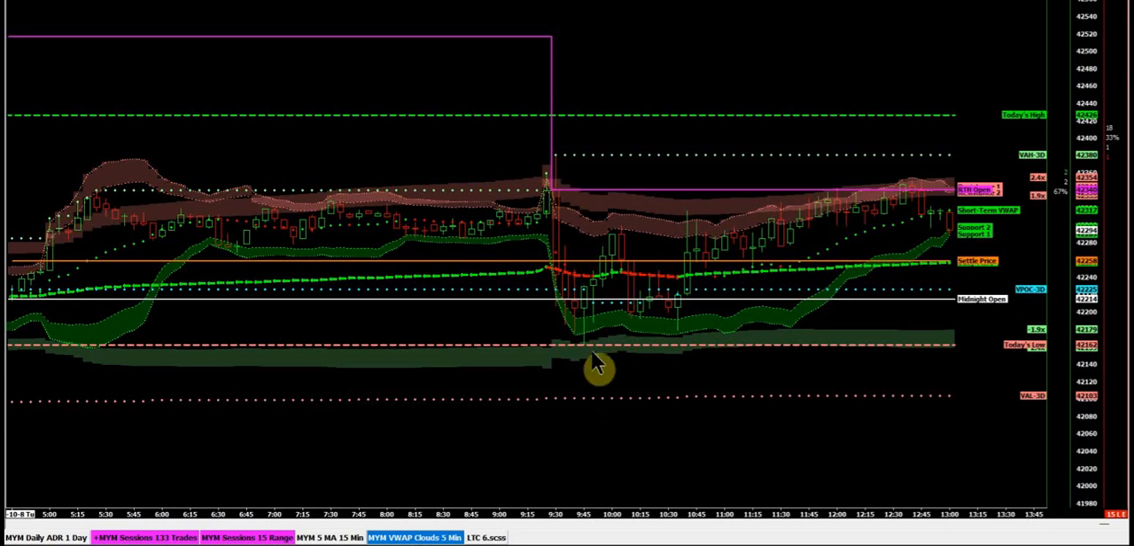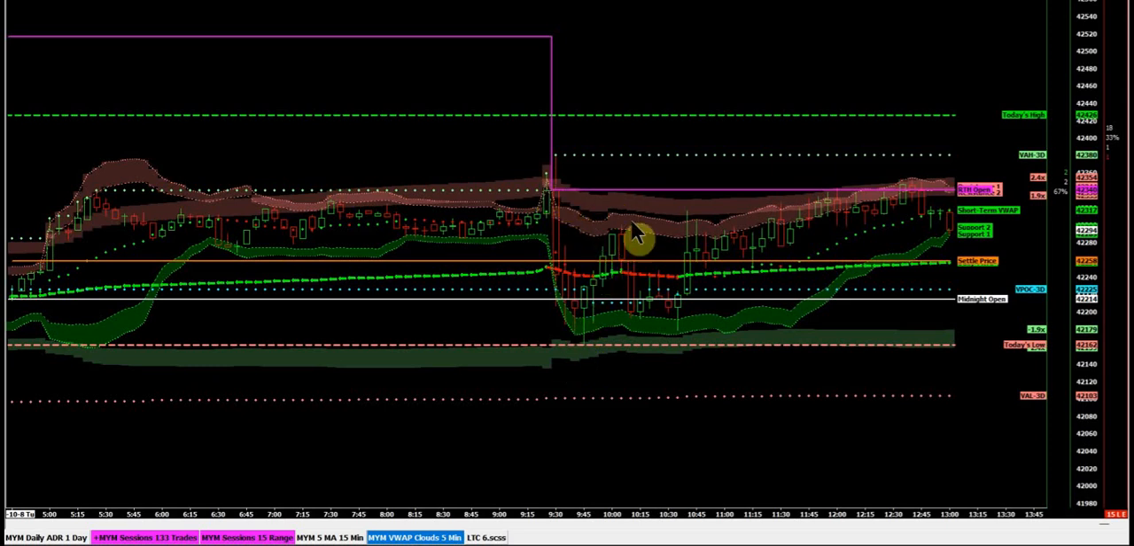Where's your target? Well, you could take it off anywhere here. It just happened to come down and make a new low right there. That's where the daily VWAP extension was. Right back down in here. Touched the top of that and then went north. Now you're starting to look.